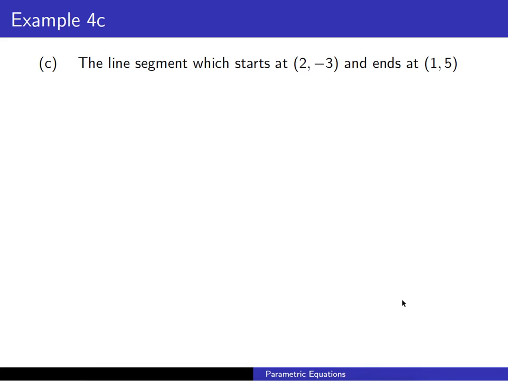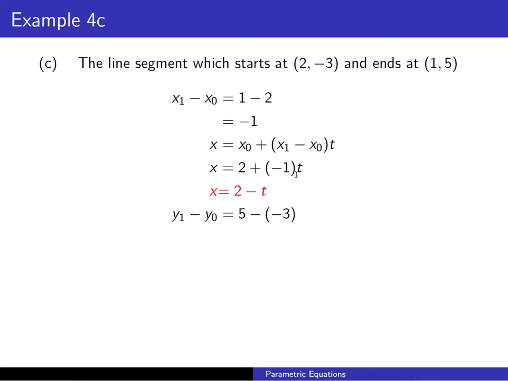We have in example 4c, the line segment with initial point 2, -3 and terminal point 1, 5. So going back to that third bullet point from before, our difference in x coordinates, 1 minus 2, is -1. So x is going to be our initial point of 2 plus -1 times t, which is 2 minus t. y1 minus y0, 5 minus -3, is 8. So y is going to be our initial y coordinate, -3, plus 8 times t.